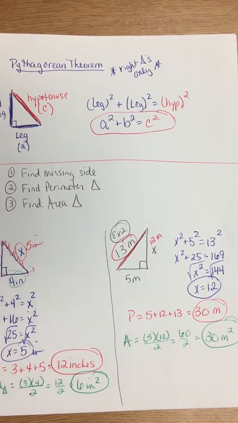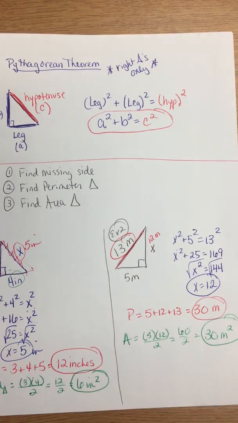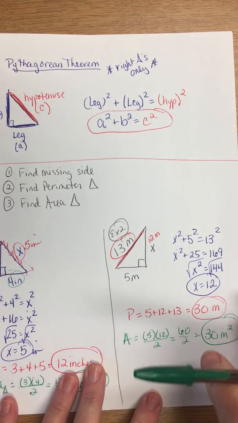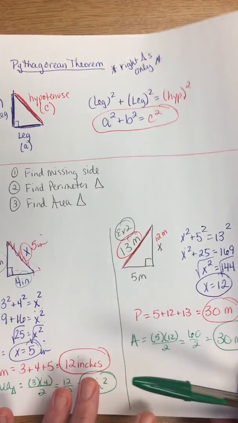Again, you use Pythagorean Theorem to find the missing side. You do perimeter, add up the 3 sides. Area is base times height divided by 2. In a right triangle, the base and height are your legs. So, continue on with our last section. On your index card, you're going to want to write this rule.